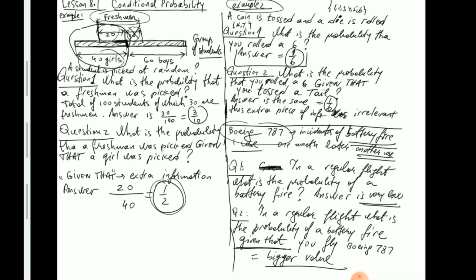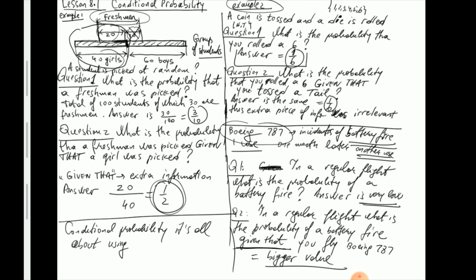Okay, so I hope that's clear. Conditional probability simply means, and let's write it down before we move on to the second page, conditional probability as a concept, it's all about using extra information, if available.